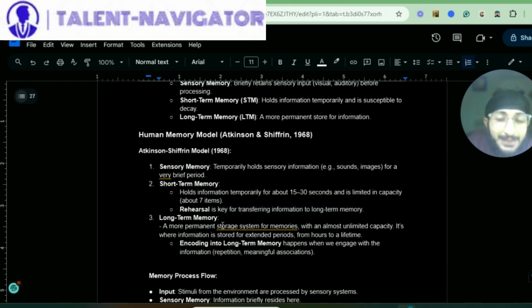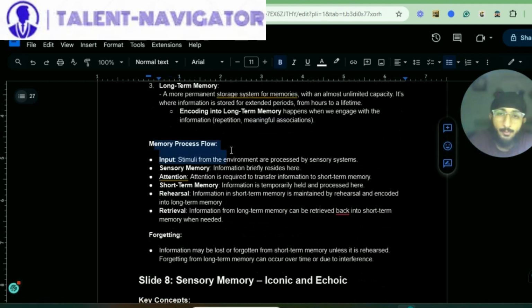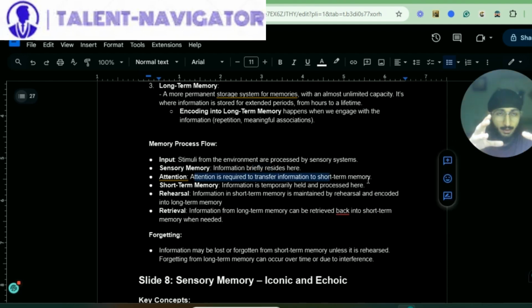Now, long-term memory, a more permanent storage system for memories with an almost unlimited capacity. It's where information is stored for extended periods, from hours to a lifetime. Encoding into long-term memory happens when we engage with information: repetition, rehearsal, meaningful associations. Now, memory process flow. Input stimuli from the environment are processed by sensory systems. Sensory memory: information briefly resides here. Attention is required to transfer information from sensory memory to short-term memory.